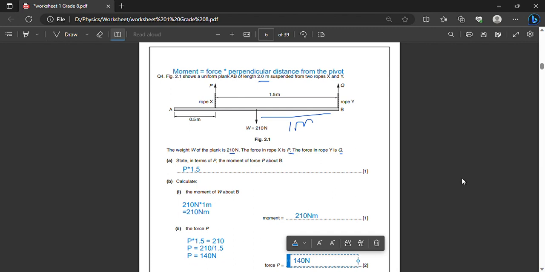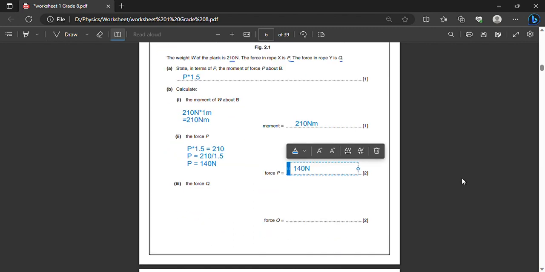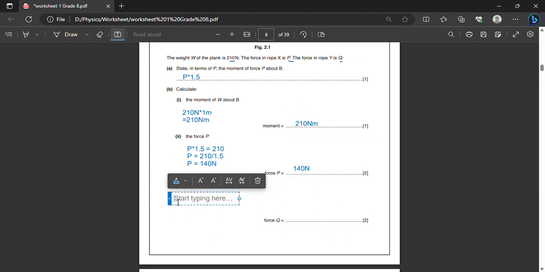So I hope this is understandable. You will calculate the clockwise, anti-clockwise moments, then you just make the variable or subject you're going to find the subject. So they said force Q.